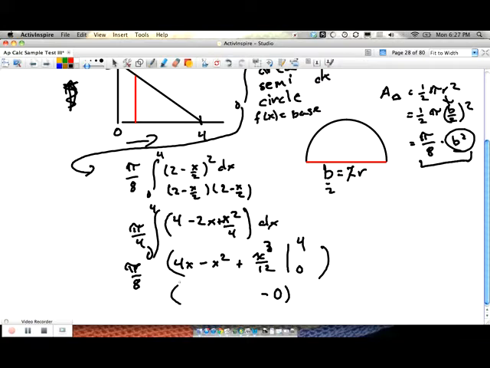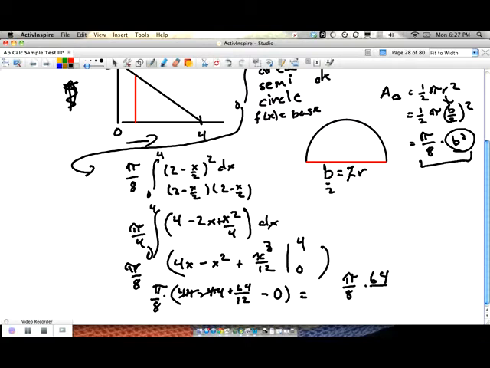So we have 4 times 4 minus another 4 times 4. Hey, that's convenient. Let's get rid of those right now. Then we have 4 cubed over 12. 4 cubed is really 64 over 12. And we're going to multiply that by pi over 8.